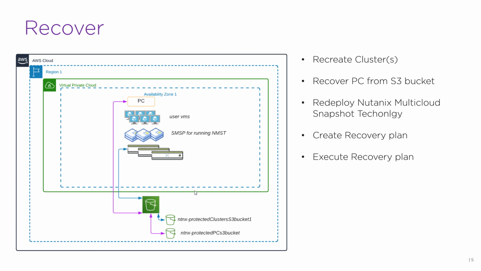Now on the recovery side, so a node went down, the AZ went down. So you'll redeploy your NC2 cluster. Once you have your NC2 cluster up and running, there's a command line to restore from your S3 bucket. Then you will redeploy the multicloud snapshot technology. The command line refers to it as the cloud snapshot engine. And then you will create a recovery plan.